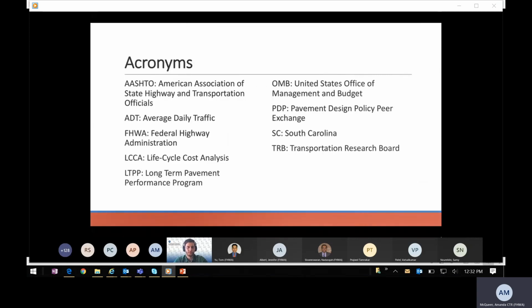So, before we begin, here's a helpful list of acronyms for terms that will be used throughout this presentation that you all should keep in mind. Next slide.